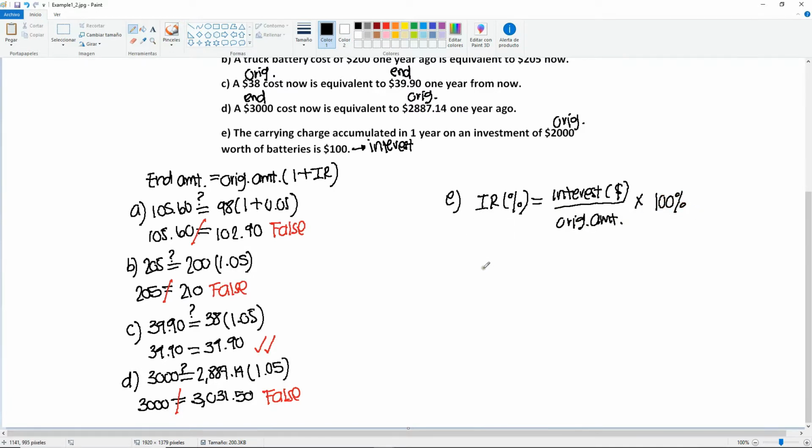Okay, so we want to know if the interest rate, and here we do put it as a percentage, which is the given one, is equal to 100, given here, divided by the original, also given, times 100%. Okay, and if we solve this, it's actually equal to 5%. So this last statement is also true.